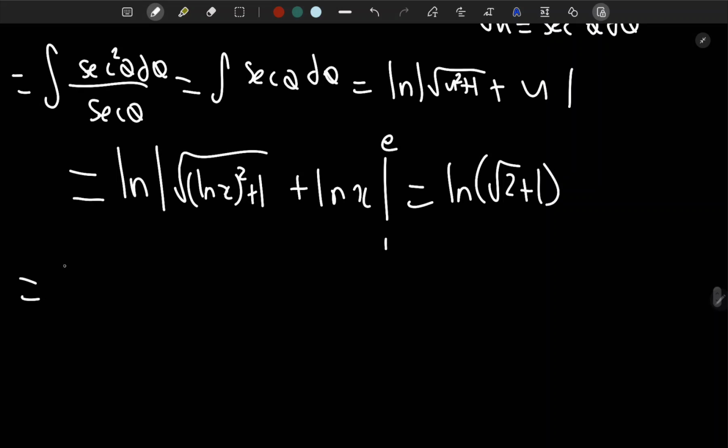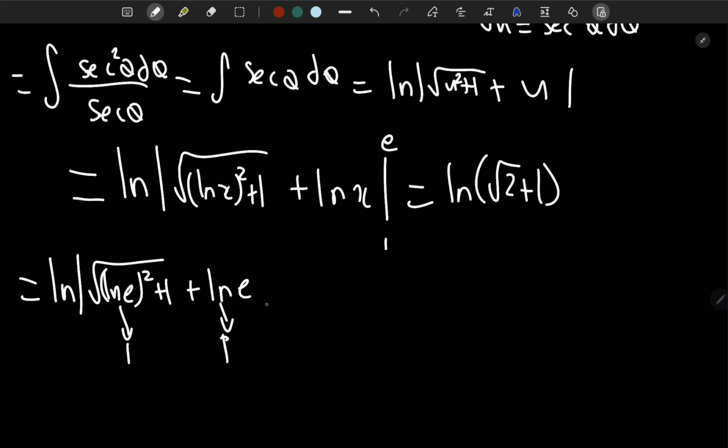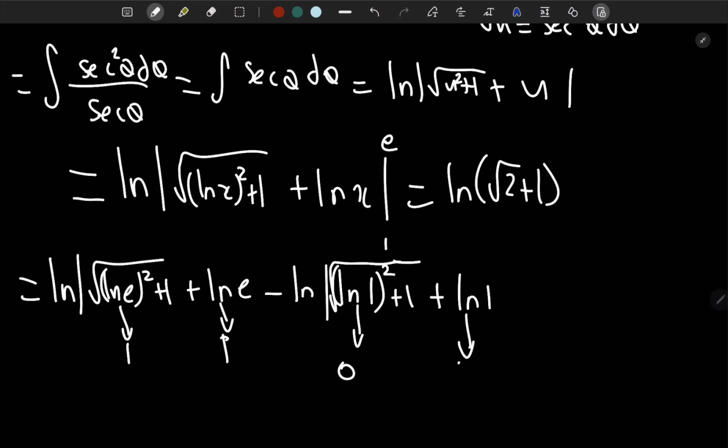So it's going to be ln of the absolute value of radical ln e squared plus 1, and this part is just going to be 1 since ln e is just 1, plus 1, plus ln e, which is also 1, and then minus ln of again ln x, which this time is going to be 1, and ln of 1 is 0, as you know, so this is 0, plus 1, and I forgot the radical here, plus ln of 1, which is also 0, and here you get the final answer as this one.